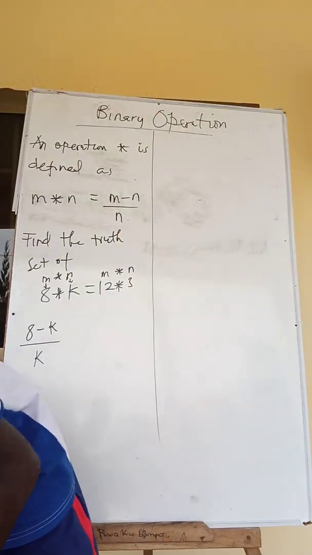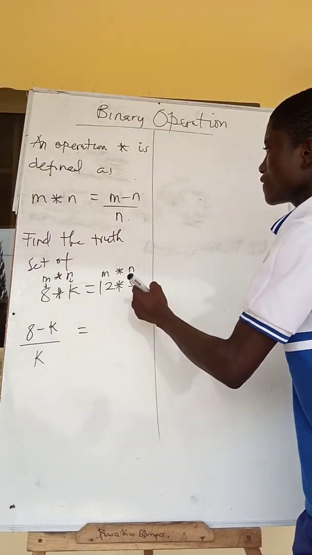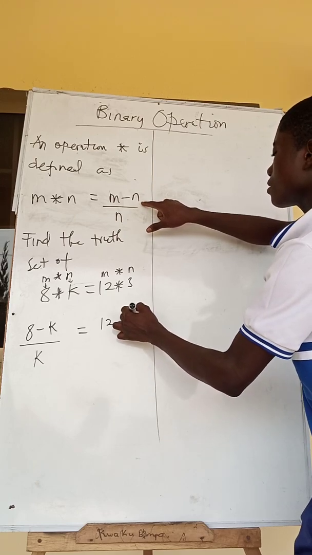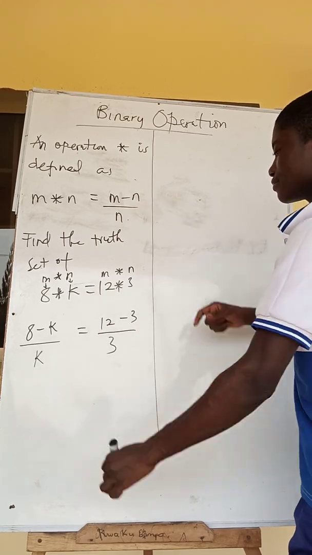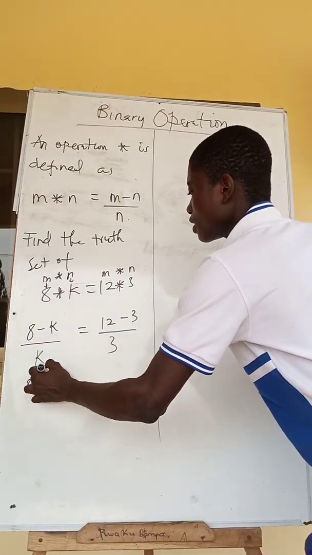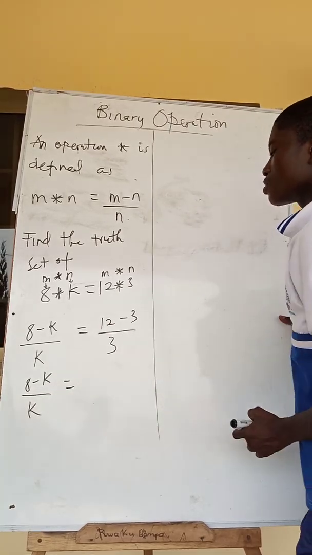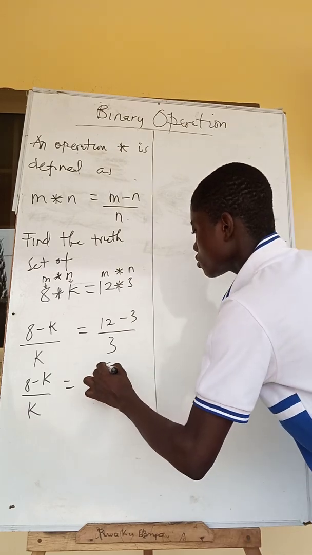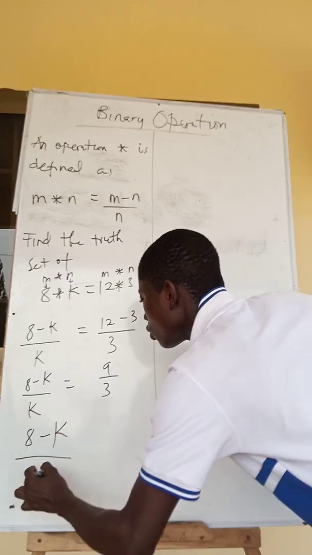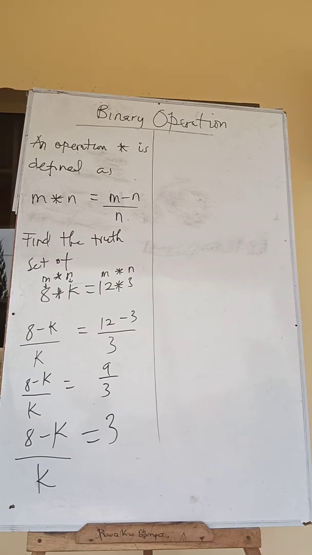Let me confirm the question. Alright. On the right side, m minus n is 12 minus n, which is 3, over 3. It is very simple. So 8 minus k over k, we cannot do anything. Equals 12 minus 3, which is 9 over 3. So you are going to get 8 minus k over k equals 3, because 9 over 3 is 3.